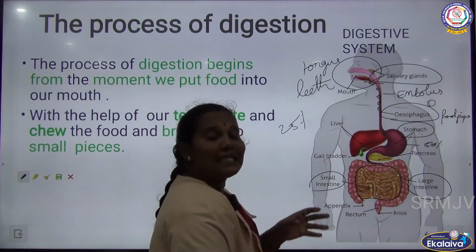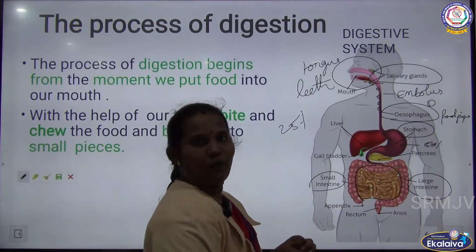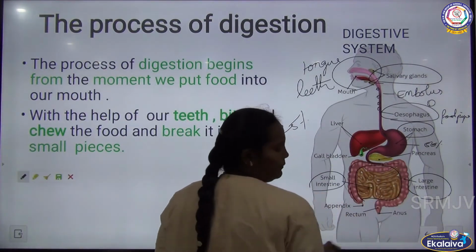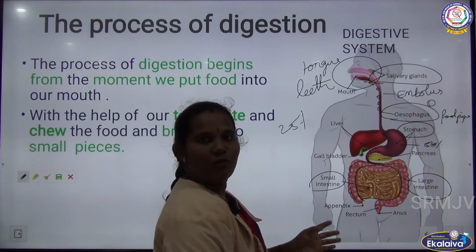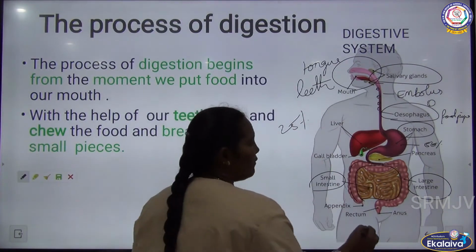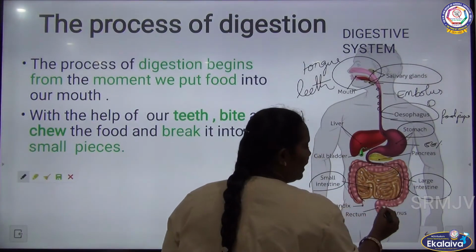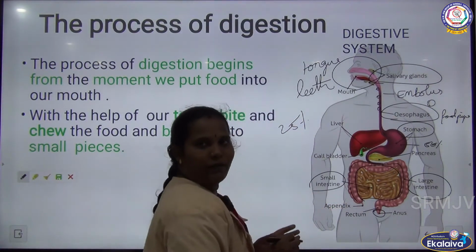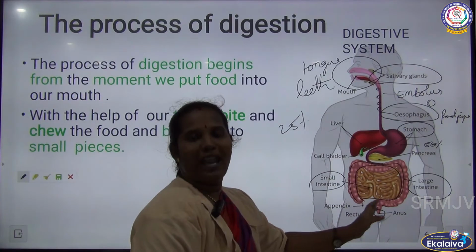Then the semi-solid stage of the food is transferred through the large intestine. The semi-solid particles move in the large intestine. After that it slowly moves down and comes to the rectum. Finally it is let out and we get rid of it from the intestine. The place is called the anus.